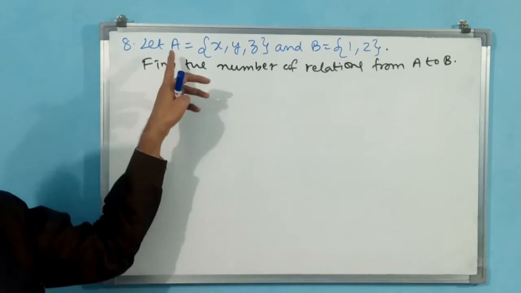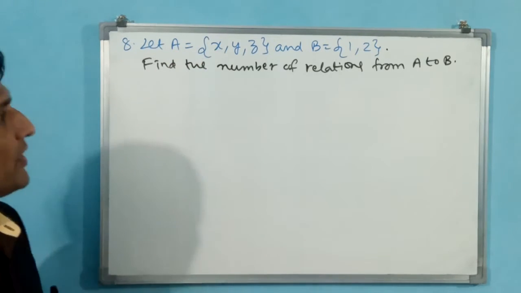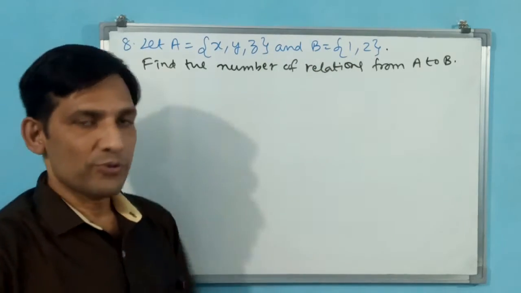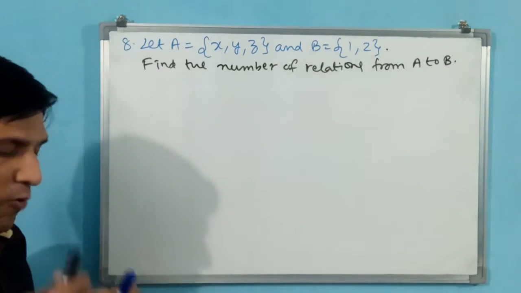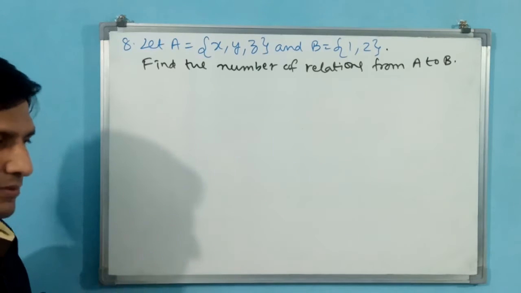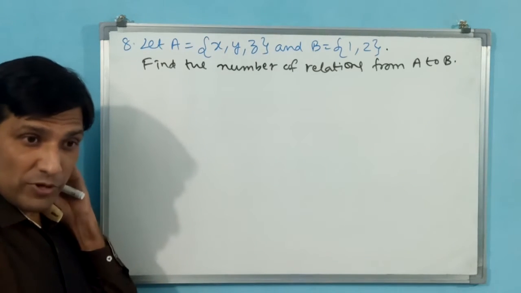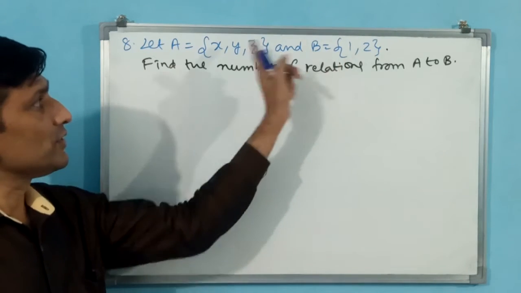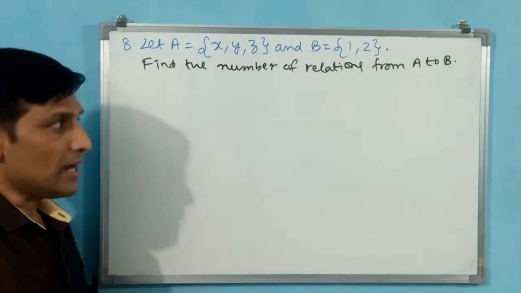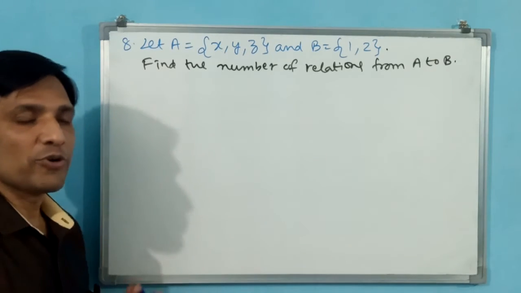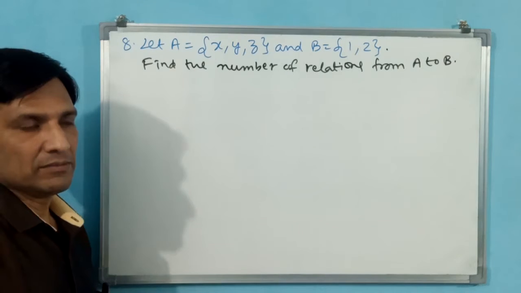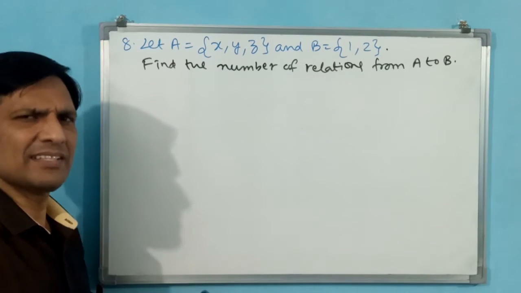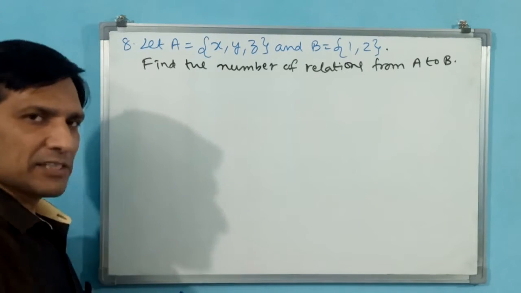See, here the number of elements in A is 3. The number of elements in B is 2. Then how many Cartesian product elements are going to be there? 2 into 3, that is 6. And how many relations are going to be there? 2 power 6, 64. This is the answer we have to give. How to write it in steps, you see.